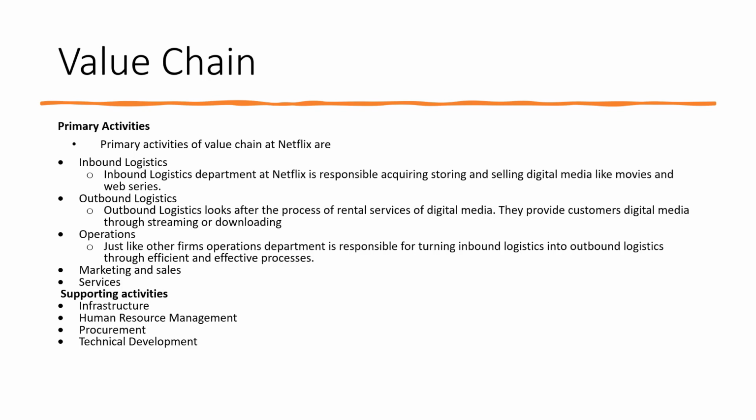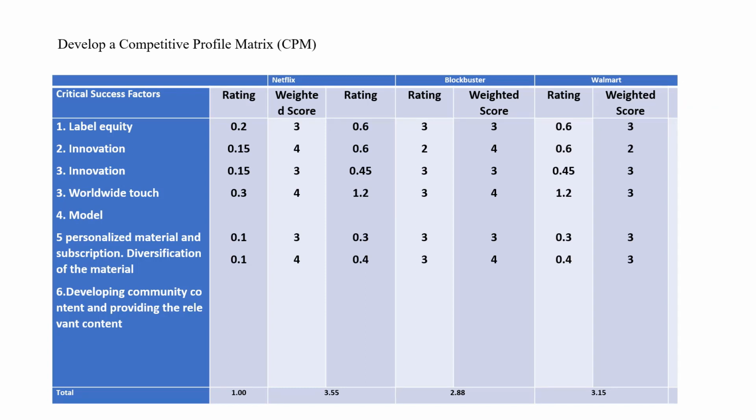And the value chain consists of marketing and sales services. After that, we have supporting activities. In it, we have infrastructure, human resource management, procurement, and technical development. And now we have the competitive profile matrix, also known as CPM. So we have considered the following factors: brand equity, innovation, worldwide reach, and model, personalized material and subscription, diversification of the material, and developing community content and providing relevant content. And we have also given the scores to Netflix, Blockbuster, and Wal-Mart to make a CPM.